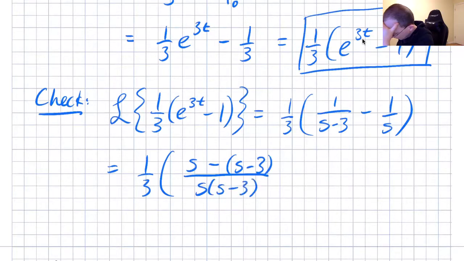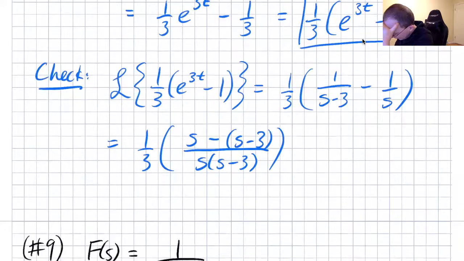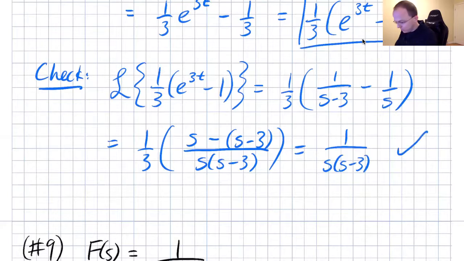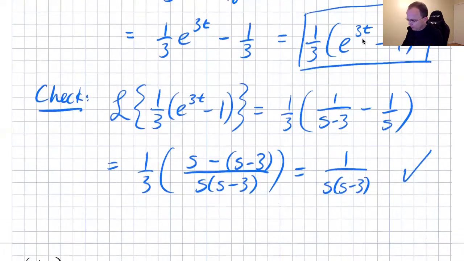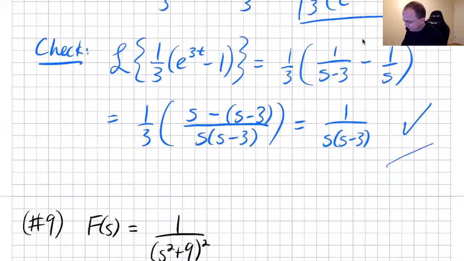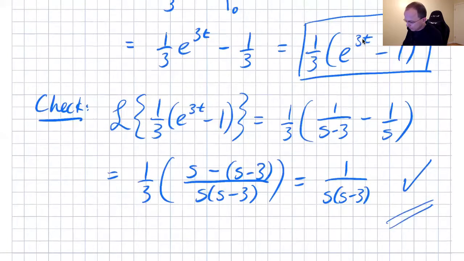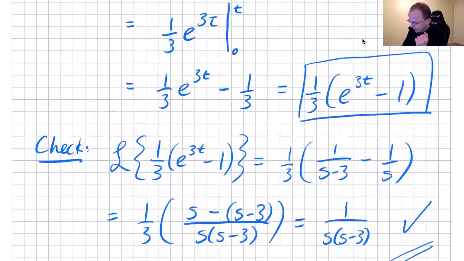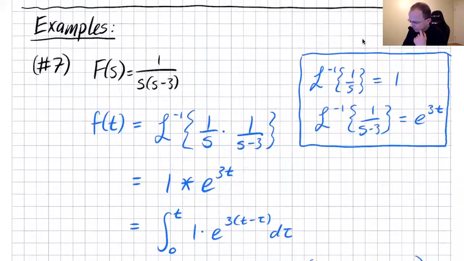So just combining those fractions. And it's pretty easy to see that this s cancels that s. We're left with plus 3. And then dividing by 3 gives us 1 over s times s minus 3. So just to check it off, that is what we started with. So good thing to easily check. Okay, so of course, we could have done this with partial fractions as well. So that would have been another way to do it.